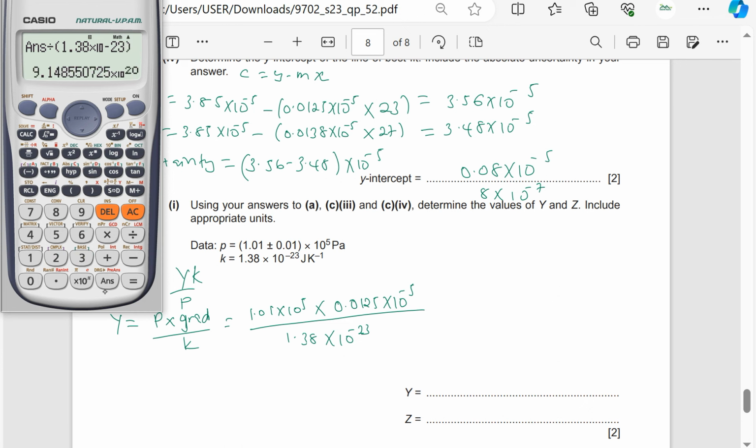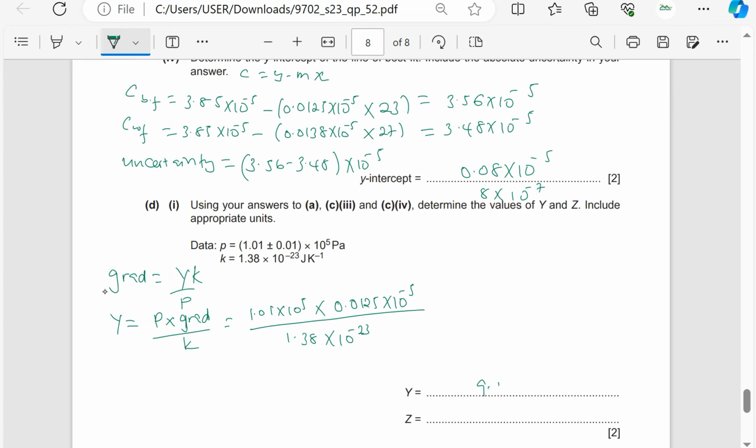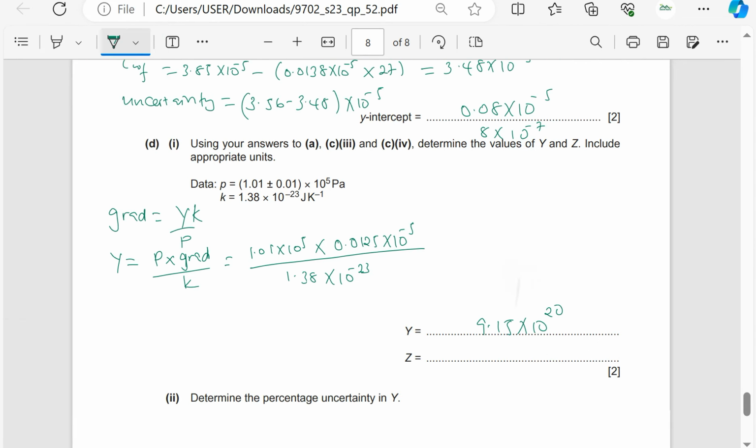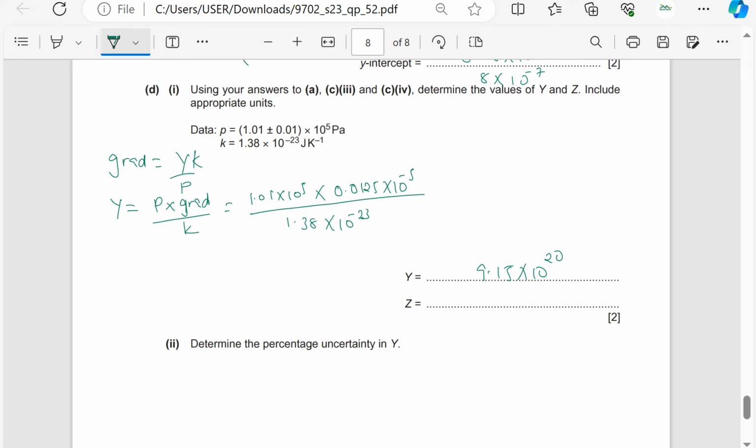So I'm getting Y as 9.15 times 10 to the power of 20. Okay. Then Z, of course, we saw that Z was related to the y-intercept. So we can simply say that Z is equal to P times the y-intercept, just look at the first page of this question, then divide by Y times K. This is what we found.